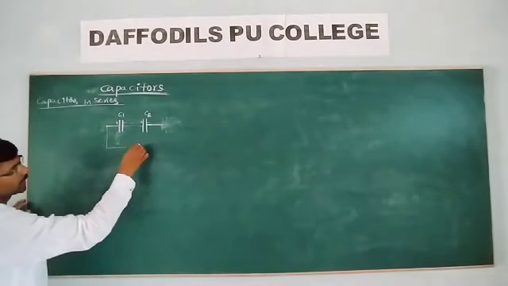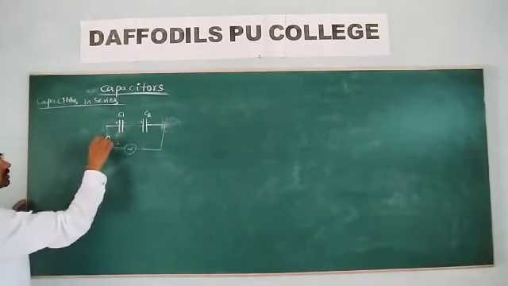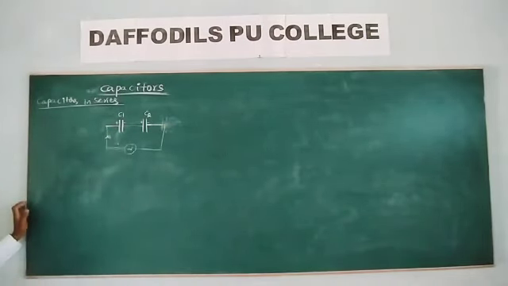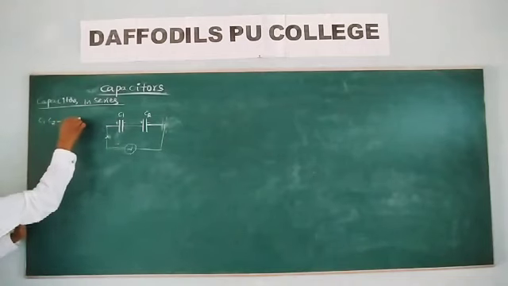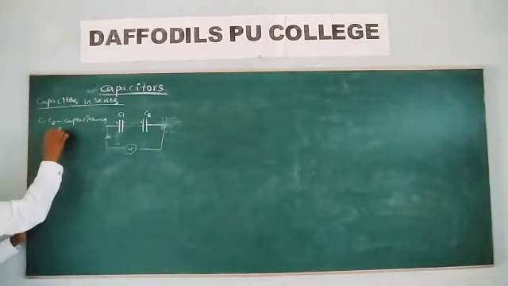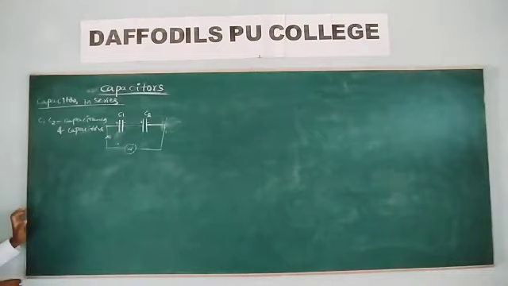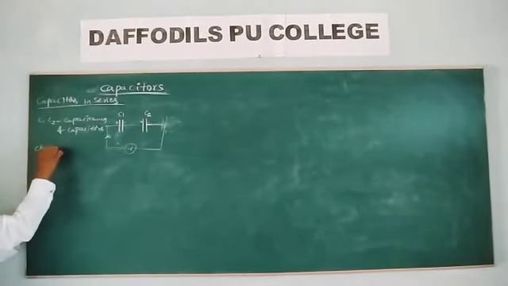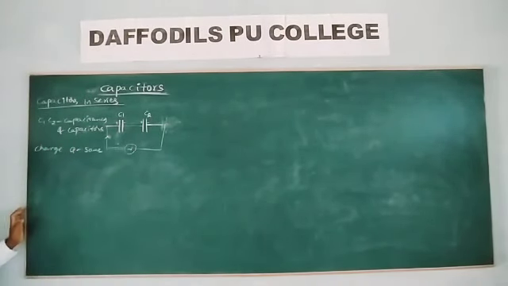Now, when we connect a battery to this combination, the current flows and these capacitors get charged. C1 and C2 are the capacitances of the capacitors, and when they are connected in series combination, the charge on each remains the same. Charge is the same on each capacitor.